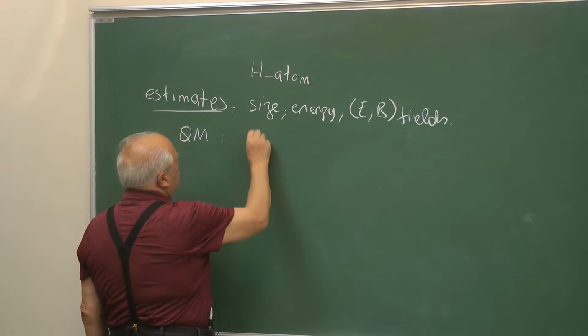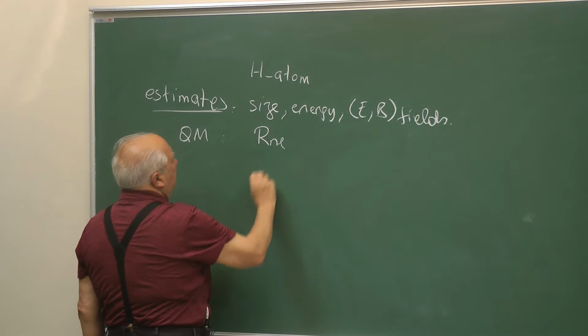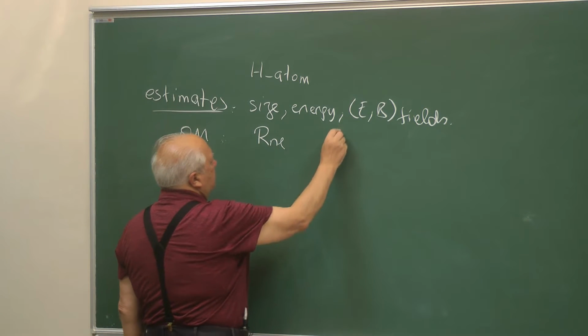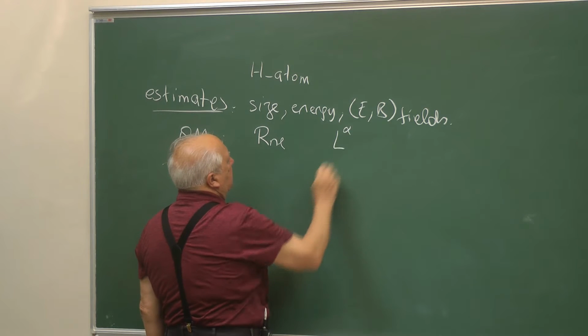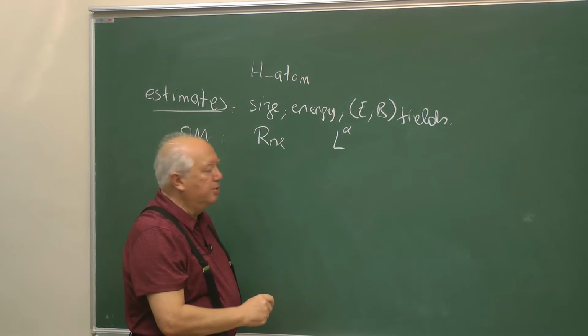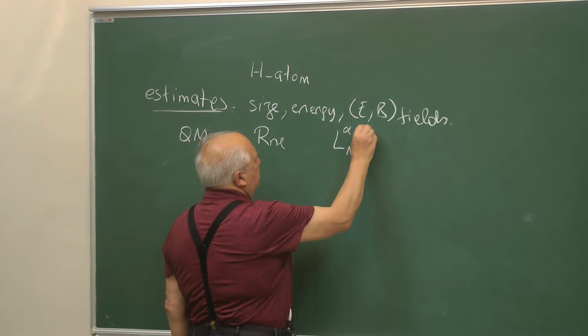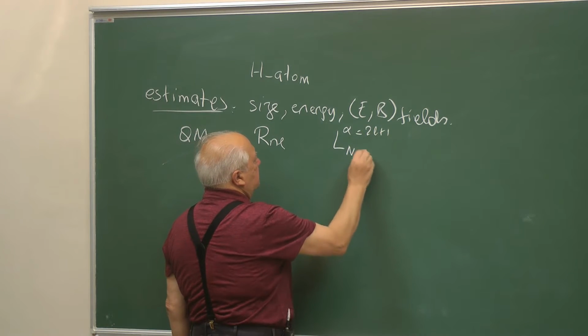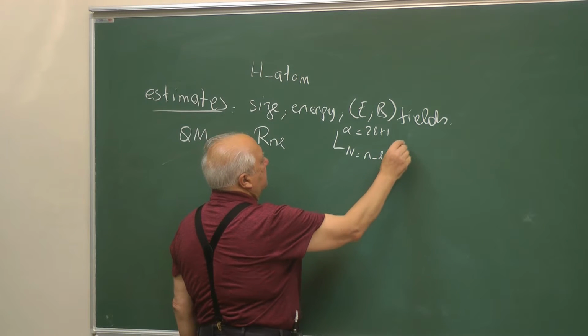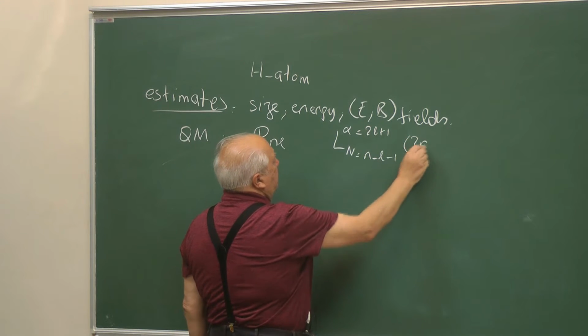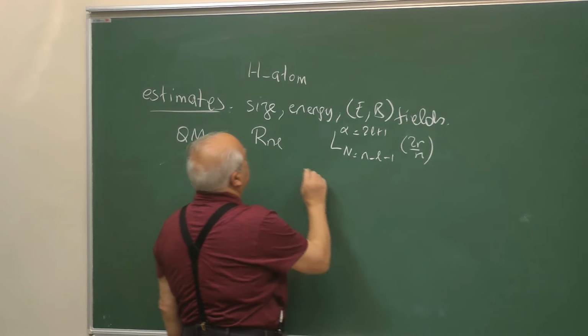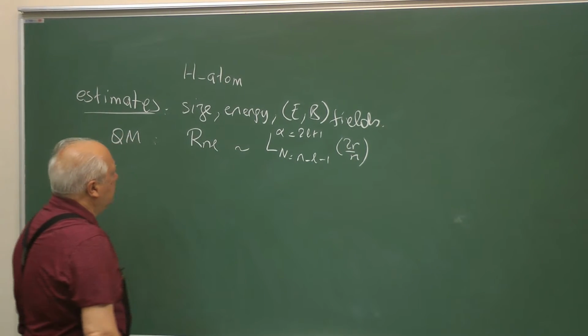Then we started doing regular quantum mechanical computation, and we found the wave function, the radial wave function, and this included associated Laguerre polynomials, where alpha is 2l plus 1, this is n minus l minus 1, and 2r over n.